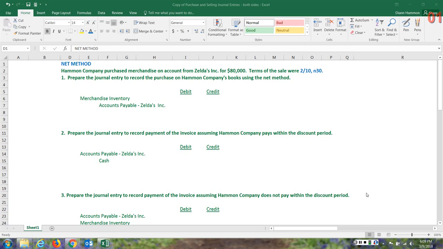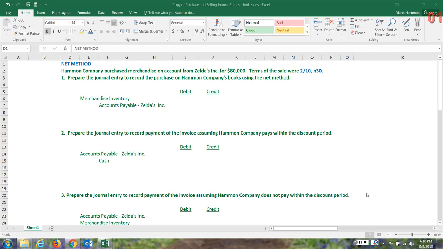So the net method again says that we are going to go ahead and take that discount and apply that. Most companies will actually try to take discounts that are offered to them if they can. And in fact, you can do a little research on this, but often they can actually go out and borrow money and pay back some interest and still come out much better to do that and be able to take the discount on the front side.